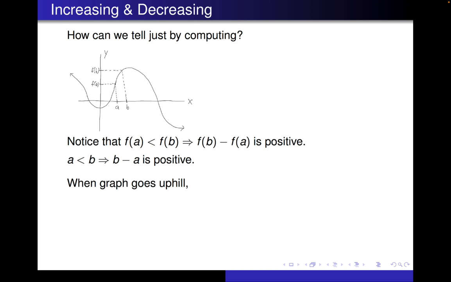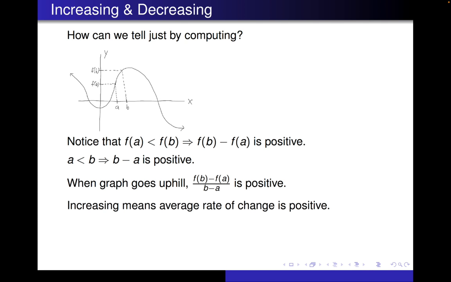So when I look at a graph going uphill and I look at f of b minus f of a over b minus a, I know in the numerator I'm going to have a positive number, and in the denominator I'm going to have a positive number as well. So while I may not exactly know what that number is going to be, I do know that it's going to be a positive number. So when a graph is increasing, when the graph is going uphill, when a function is increasing, that means the average rate of change is going to be a positive number.